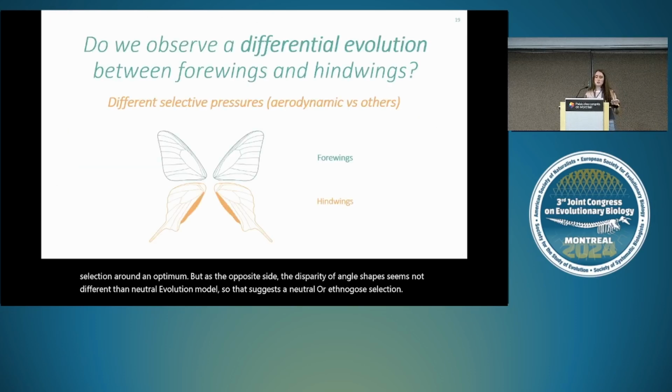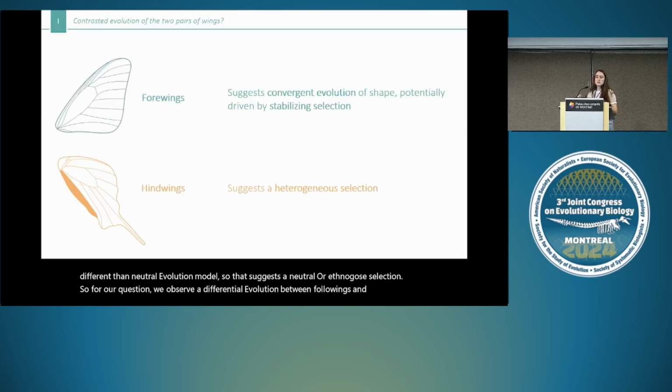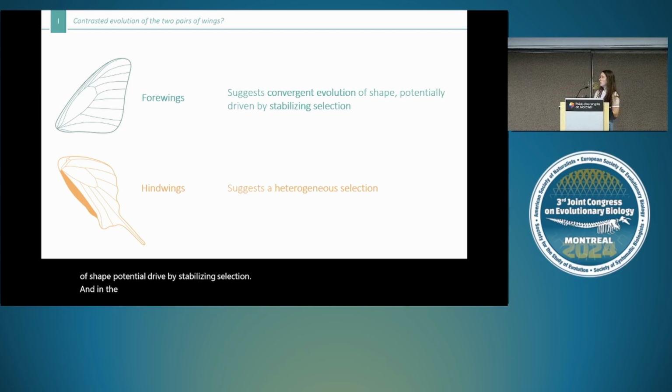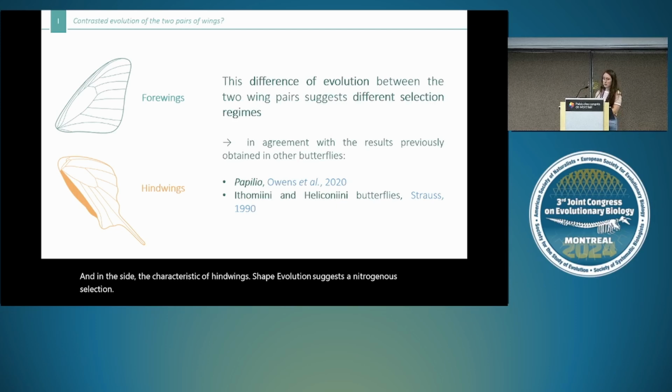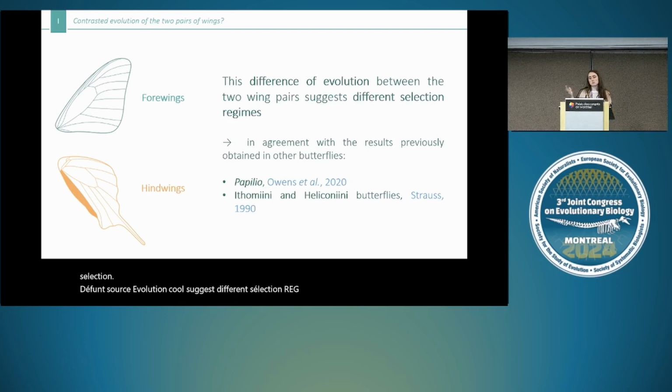So, to our question, do we observe a differential evolution between forewings and hindwings? Yes, and the characteristics of the evolutionary history of forewings suggest a convergent evolution of shape, potentially driven by stabilizing selection. And on the other side, the characteristics of hindwing shape evolution suggest a heterogeneous selection. This difference in evolution could suggest different selection regimes, which is concordant with previous research.